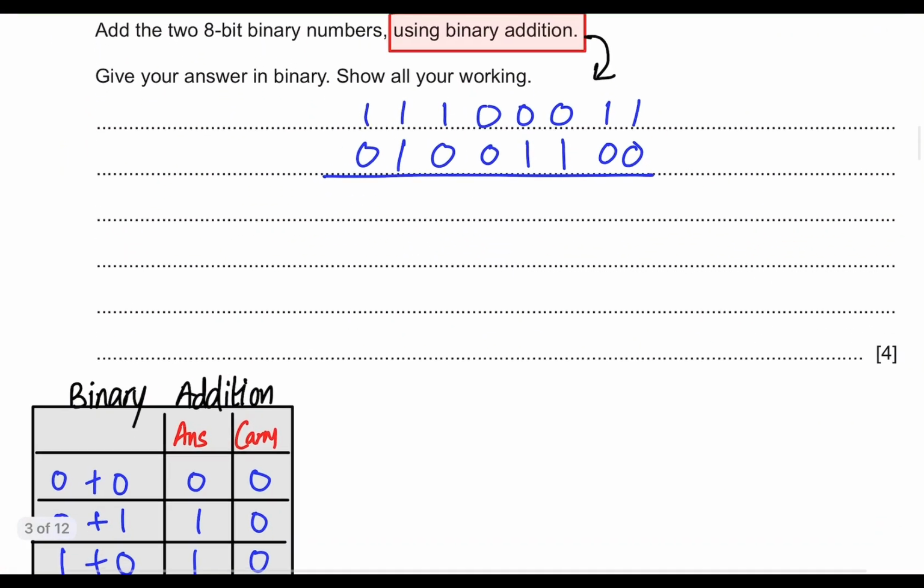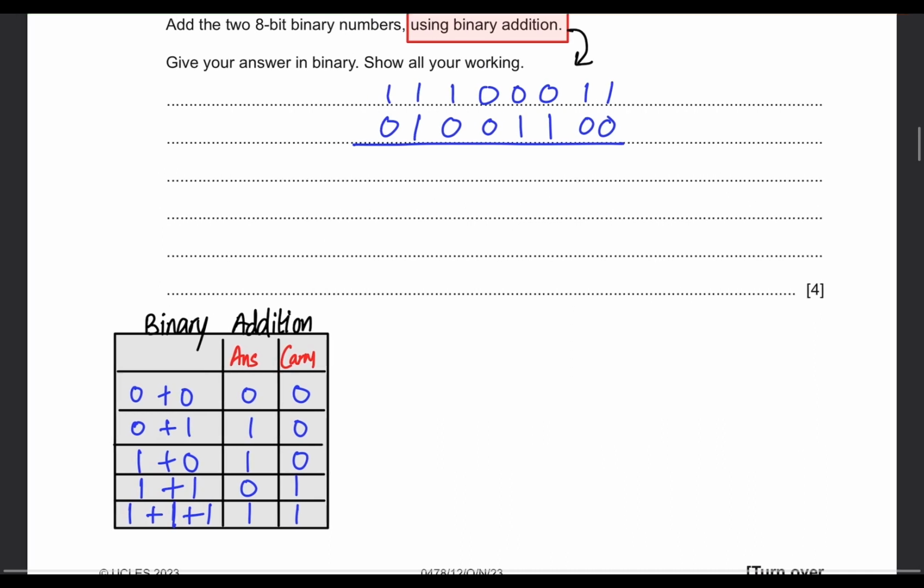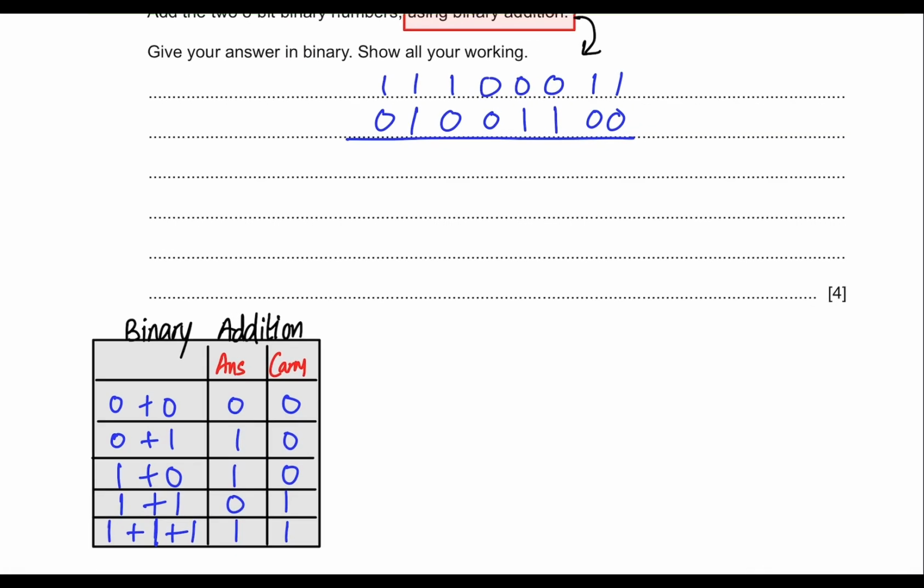1 and 0 will give you what? Read the rules here. 1 and 0 will give you what? The answer will be 1. Again, 1 and 0 will give you 1. 0 plus 1 will give you 1. 0 plus 1 again will give you 1. 0 plus 0 will give you 0. 0 plus 0 will give you 0. 1 plus 0 will give you 1.